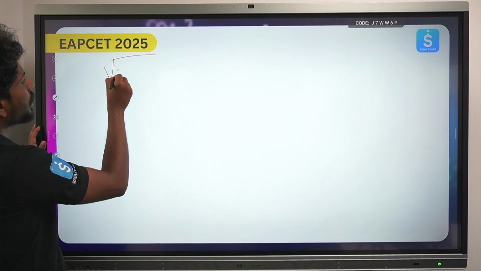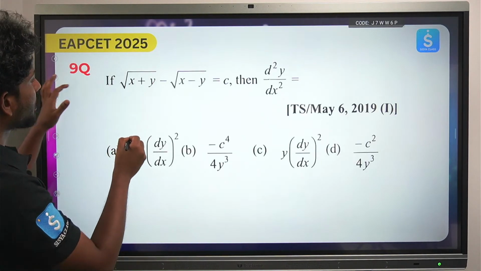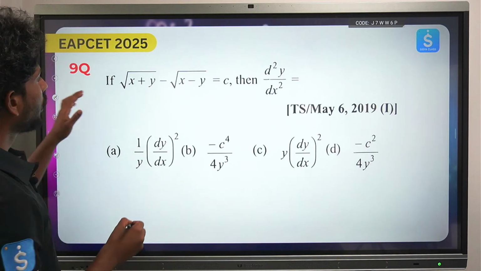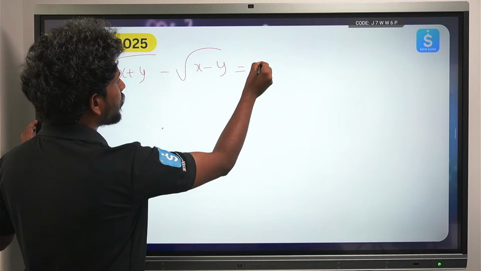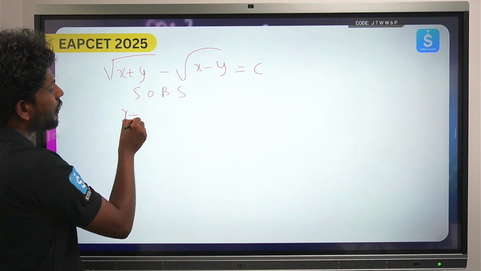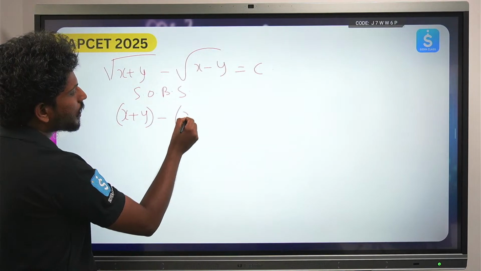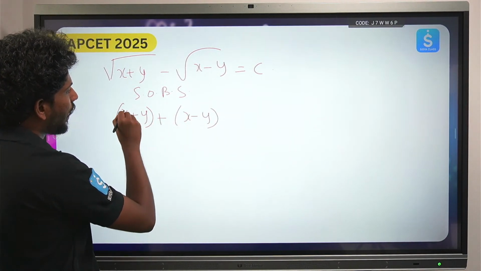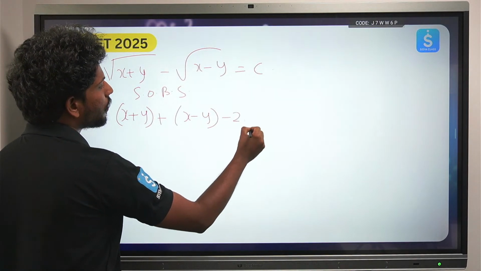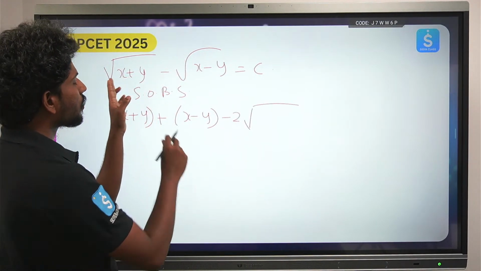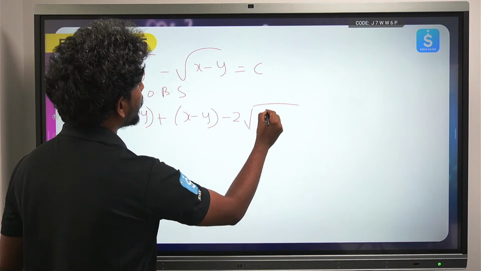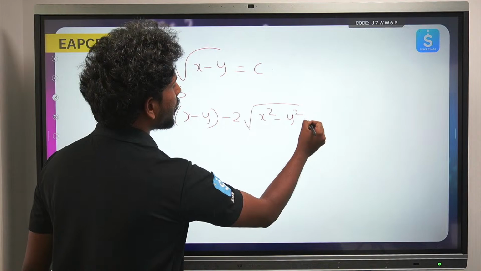Under root x plus y minus under root x minus y is equals to c. Okay, is equals to c. So what do you do? Squaring on both sides. If you do squaring on both sides, this will become x plus y minus x minus y, sorry, plus a square plus b square minus 2 under root of a plus b. So ab, 2ab. So this will be x plus y into x minus y. So that will become x square minus y square is equals to c.